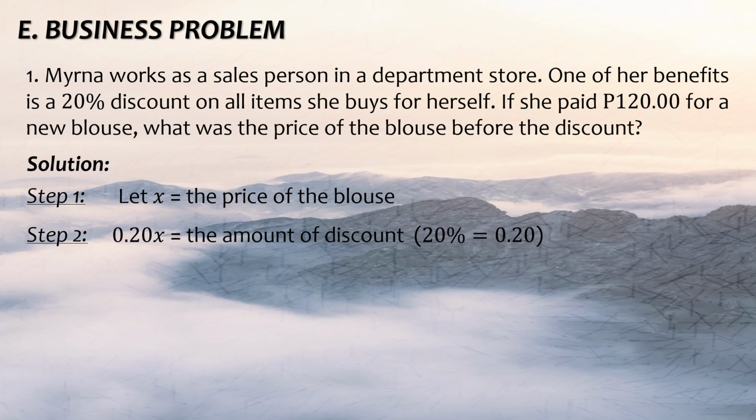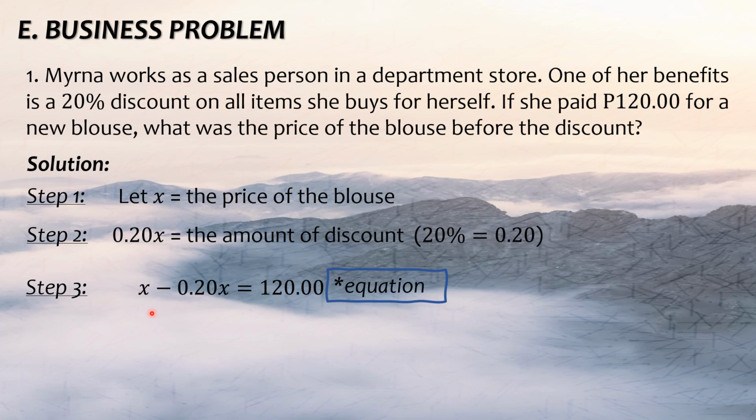So, since ang sabi dyan is 20%, kapag kinonvert natin yung percentage sa decimal, ito ay magiging 0.20 or 0.2. Okay, next is step 3 or the equation. So, let us subtract the discounted amount, which is 0.20x, from the original price, which is the variable x, para mahanap natin yung total na 120 pesos. So, ima-minus natin yung 20% discount sa original price at iyon yung nakuhang price ni Mirna.